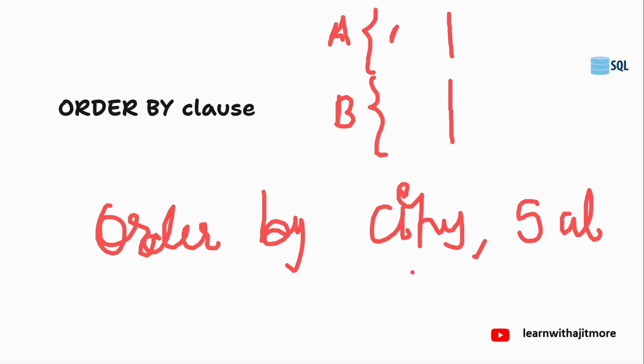Means first sorting will be done on what basis? City basis. All the employees which come in the same city are grouped. So all Ahmedabad one side, all Bhopal one side, all Chennai one side. Getting? But as many as there are in Ahmedabad, they are arranged in increasing order of salary.